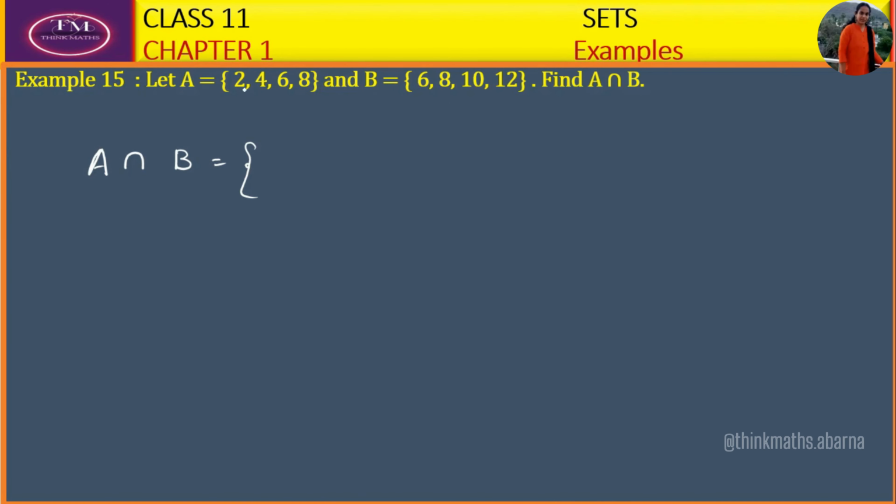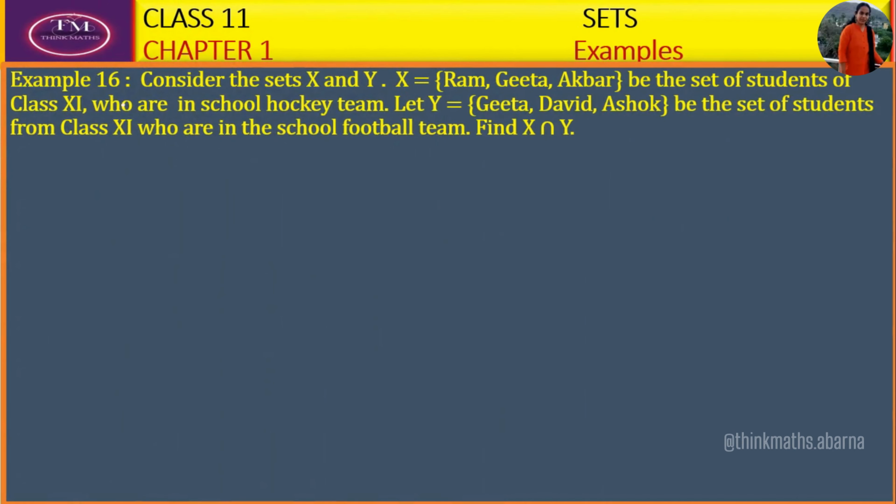So who are common? Is 2 here? No. 4? No, it is not present in B. 6? Yes, it is present in B. What about 8? It is present in B. So A intersection B is nothing but 6, 8. It is very simple. There is no calculation. Just look at the sets and find out which is common. Okay. So moving on to the next example, example 16.